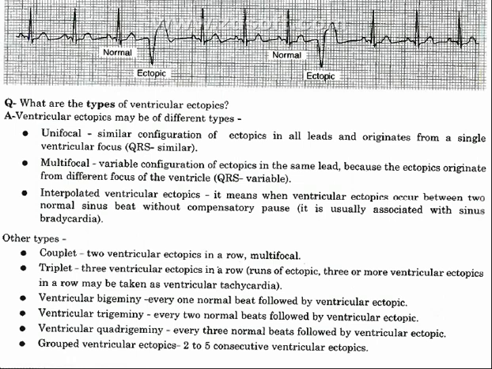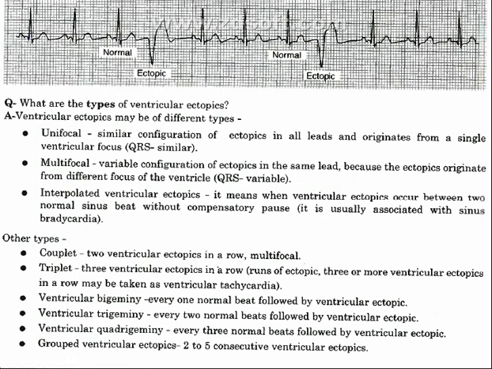QRS variable. Interpolated ventricular ectopics means ventricular ectopics occurring between two normal sinus beats without a compensatory pause. It is usually associated with sinus bradycardia.